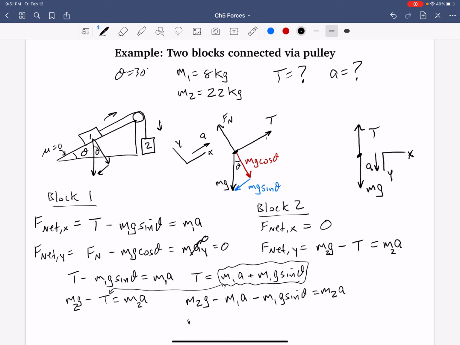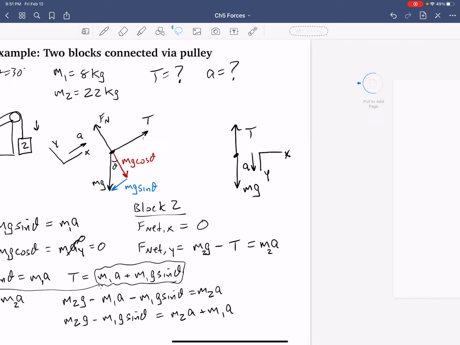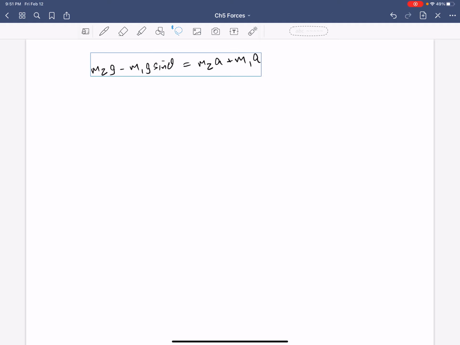And now we have one unknown. Combine like terms, running out of room, m1g sine theta equals m2a plus m1a, and I'm going to try and do something really slick here. Let's see if I can do this. Copy. Moving to the next slide. Hey, it worked.